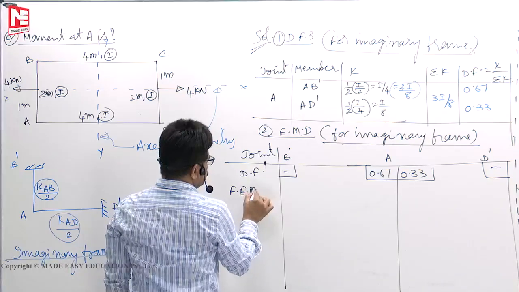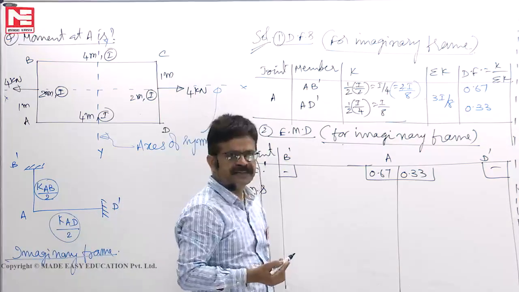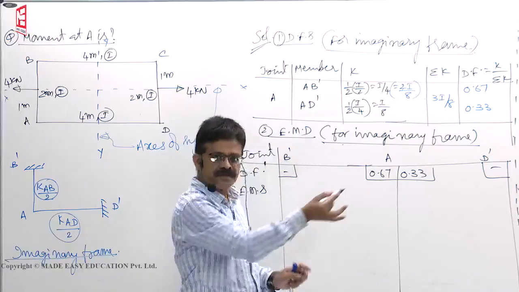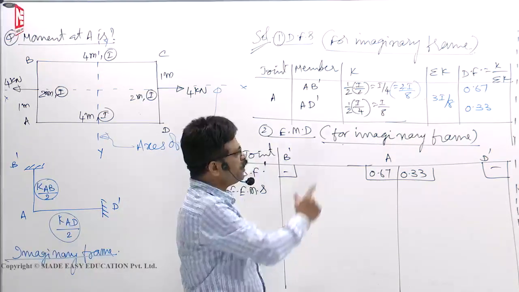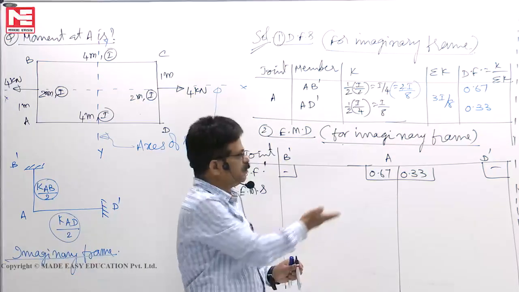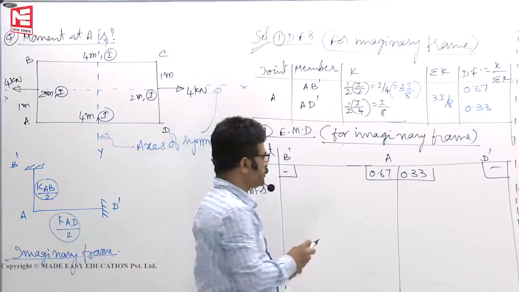So, two times we have written, why unnecessarily write, B dash and D dash are imaginary supports. So, we don't have to show any moments also, no carryover moment to that, only at joint A you distribute the moment, that's all, work will be over. Maximum of 20-30 seconds you can complete.